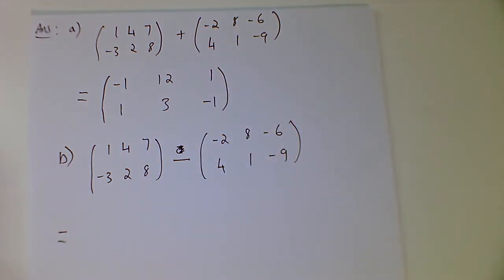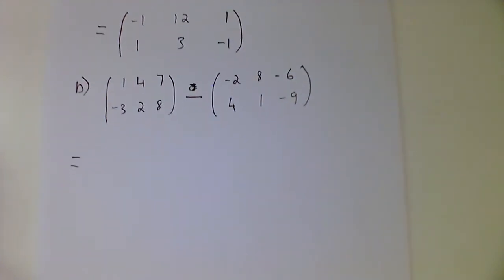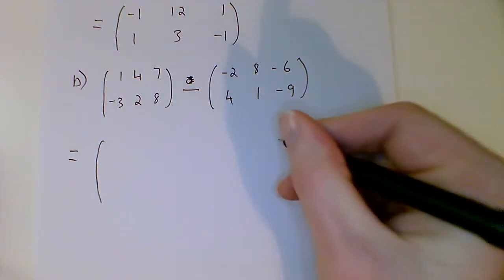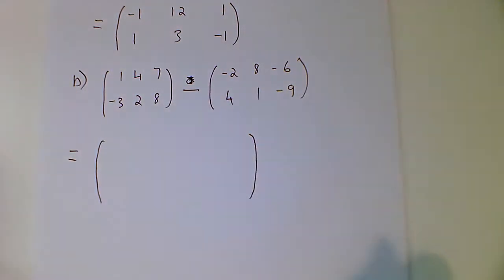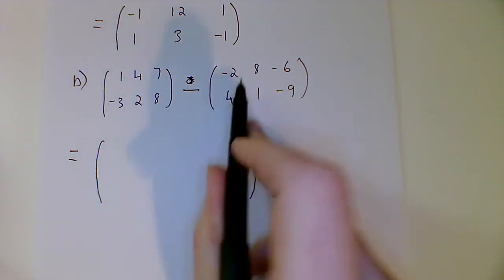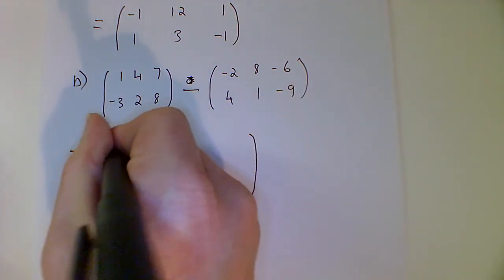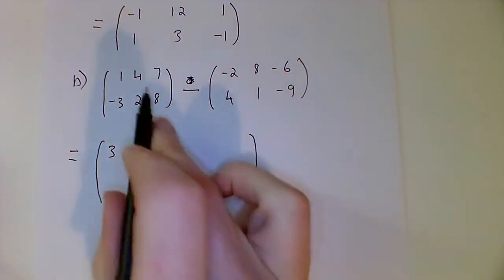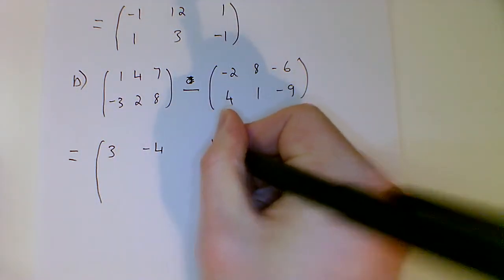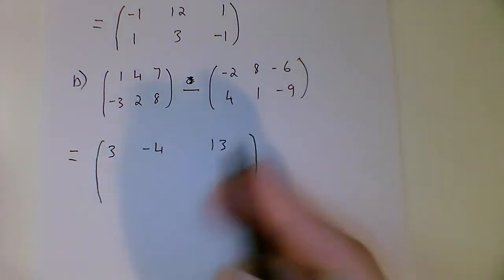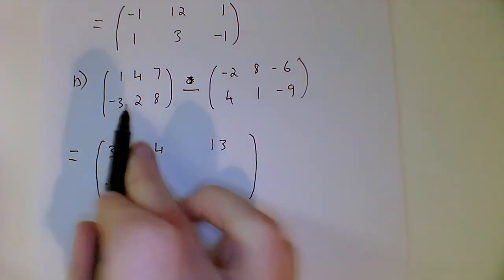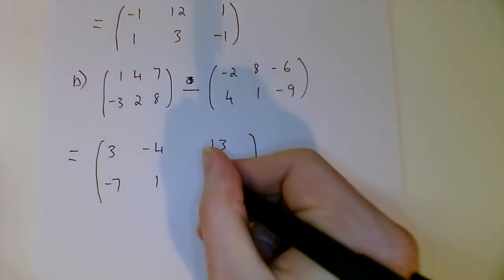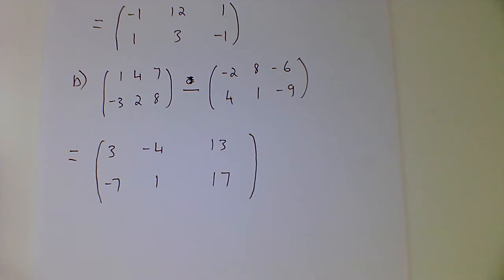And remember, if you subtract a negative number, it changes to being an add. So I'll just set up the matrix first. Right, so 1 take away negative 2 becomes an add, so that's 3. 4 take away 8 is negative 4. 7 take away negative 6 is 13. Negative 3 take away 4 is negative 7. 2 take away 1 is 1. And 8 take away negative 9, that becomes an add, so that's 17.